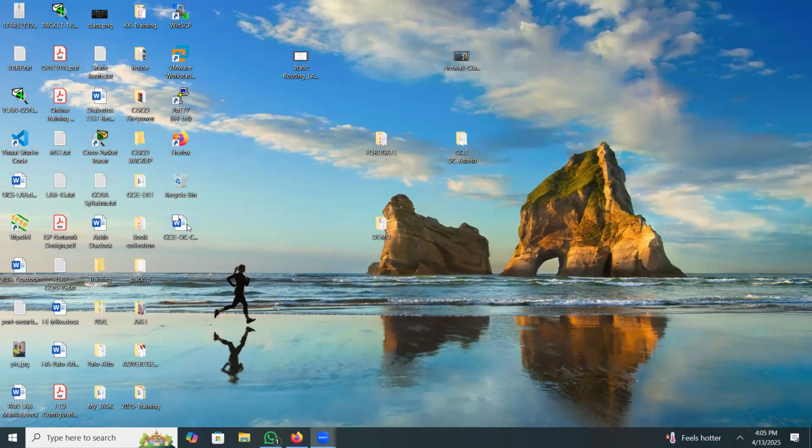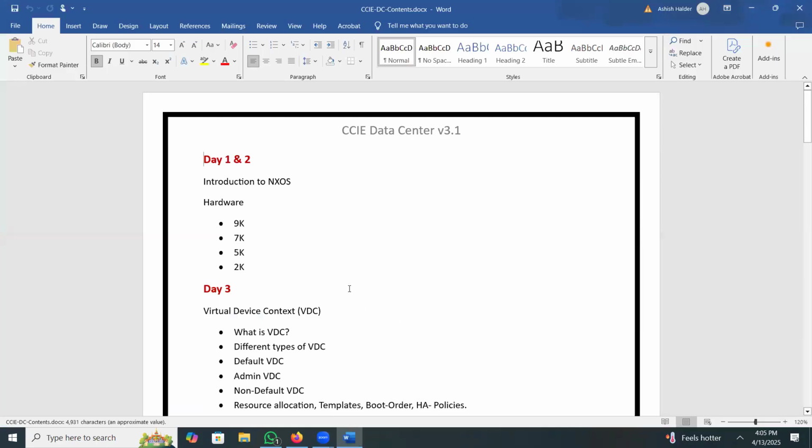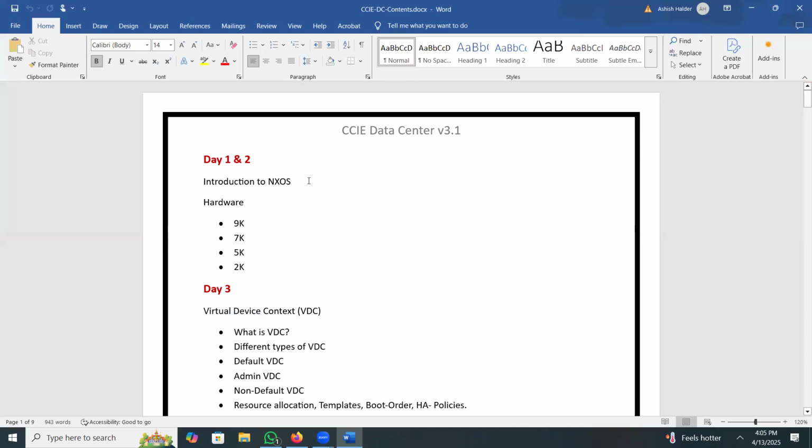Okay, so let me start with the syllabus first. Contents. I have prepared these contents for CCIE Data Center version 3.1. Earlier it was version 3, and now the latest one is version 3.1. So I have made these documents on a per-class basis.